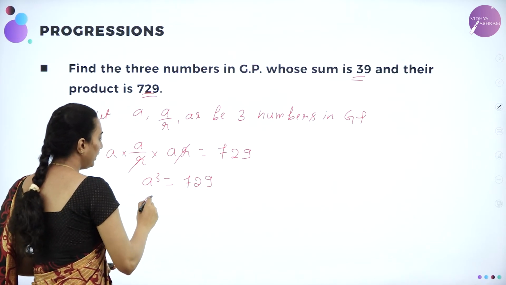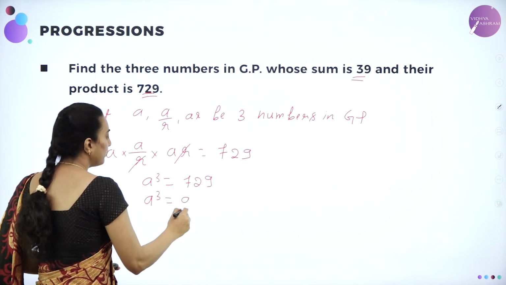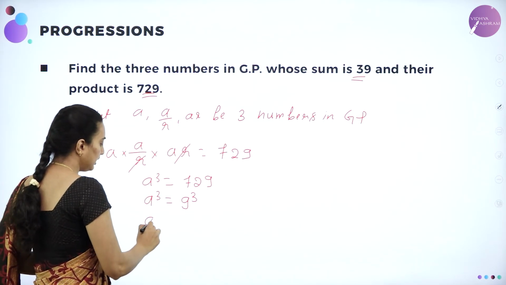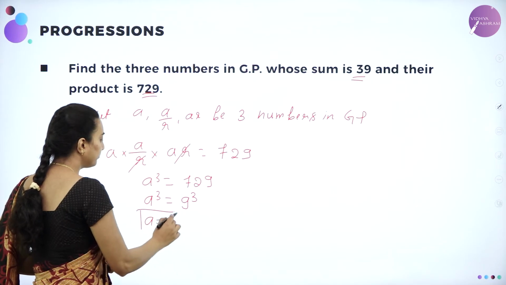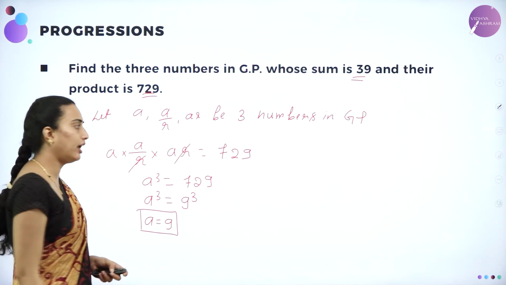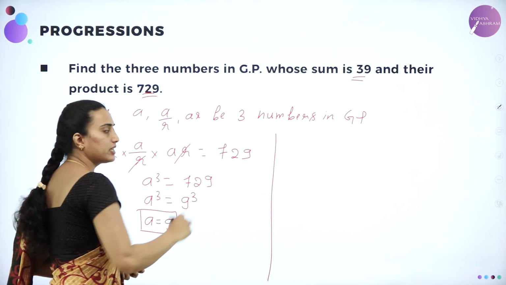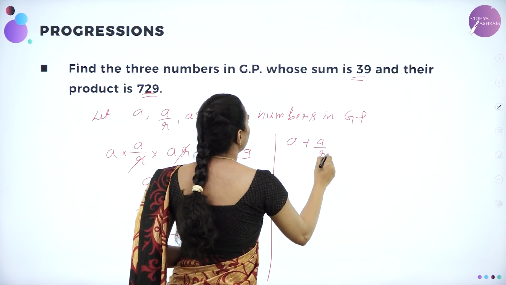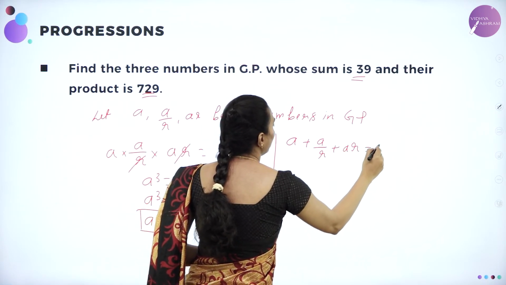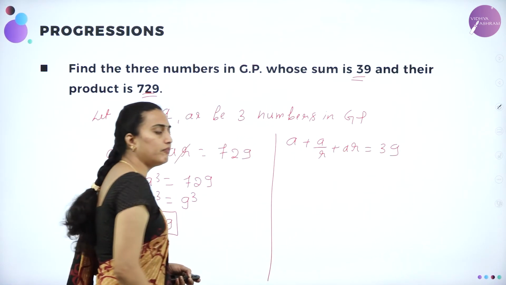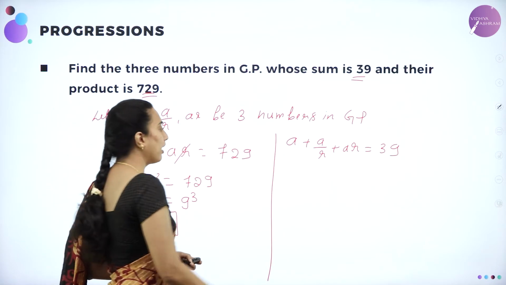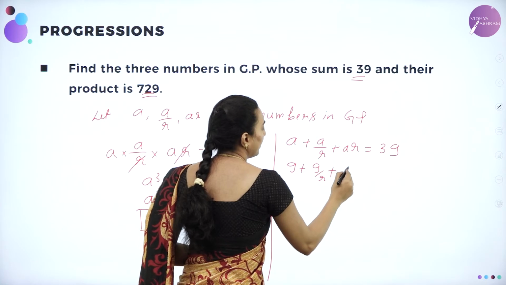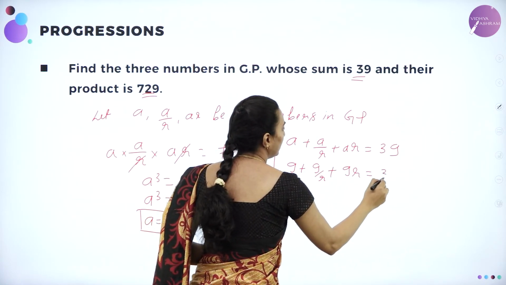Dear students, 729 can be written as 9 to the power of 3. Here powers are equal, so I can equate the base, that is a will be equal to 9. If a is equal to 9, they have given also the sum. Sum means addition, that is a plus a by r plus ar is equal to 39. You can substitute the value of a there, which is 9: 9 plus 9 by r plus 9r is equal to 39.